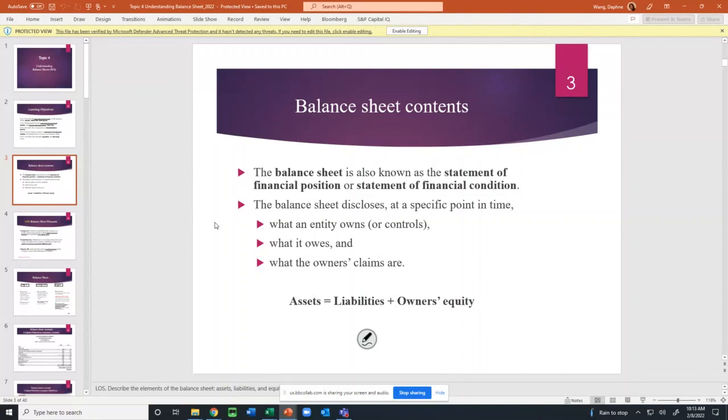The owner's equity is how much money the owners can claim if a company goes bankrupt. You need to look into all the value. You try to liquidate all the value of the assets. Then you pay off the liability. And whatever is left, this is what owners can claim.